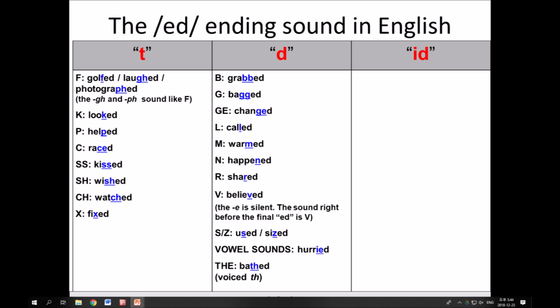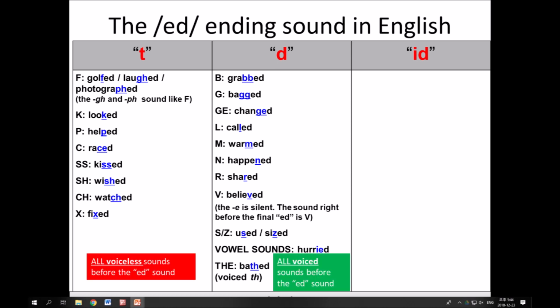Okay. Another point or tip for these is that with all of the T pronunciations at the end, you'll notice that these are all voiceless sounds that come right before the ED ending.